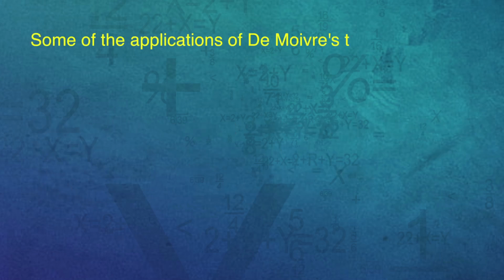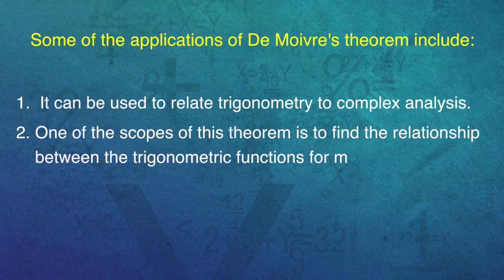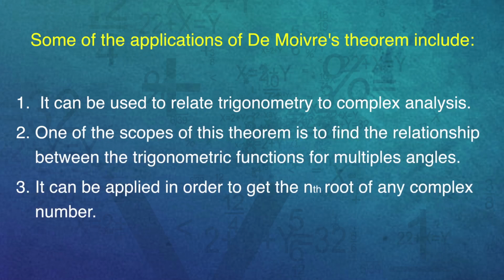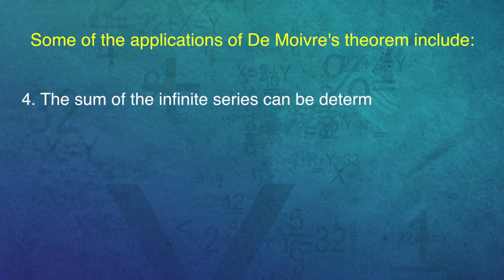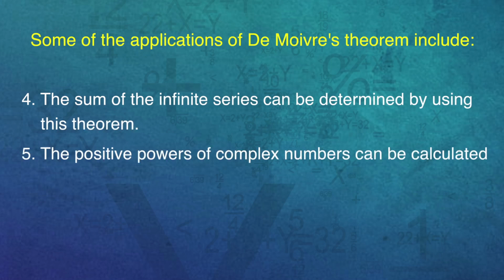Some of the applications of De Moivre's theorem range from trigonometry to complex analysis. One of the scopes of this theorem is to find the relationship between the trigonometric functions for multiple angles. It can be applied in order to get the nth root of any complex number. The sum of an infinite series can be determined by using this theorem. The positive powers of complex numbers can be calculated using the theorem.